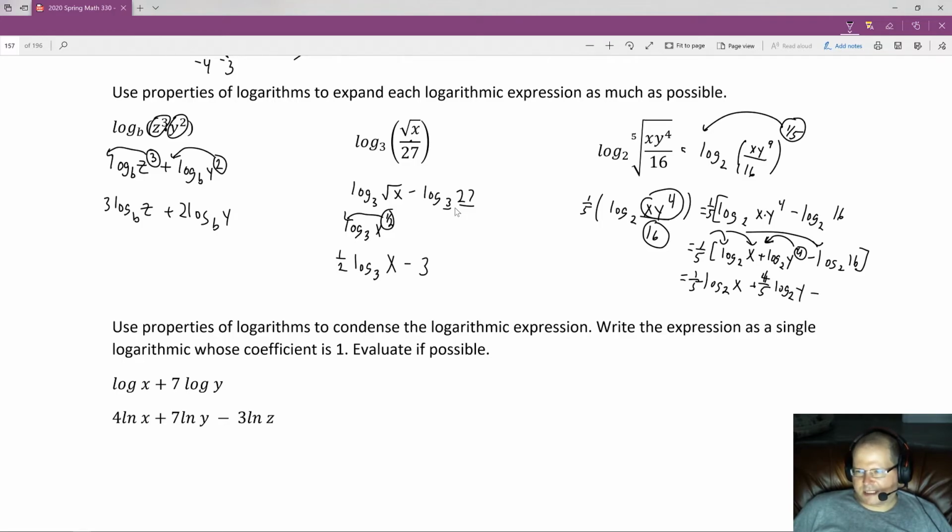And 2 to what power is 16? 2 to the 4th power is 16, but that's going to be multiplied by 1/5, so you end up with -4/5.